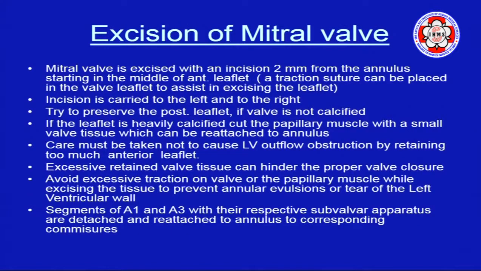For the mitral valve excision, 2 millimeters away from the annulus, start in the middle of the anterior leaflet. Sometimes the plegiet traction suture can also put a clamp on it. Incision is carried to the left and to the right. Try to preserve the posterior leaflet if the valve is not calcified. Even though I put a mechanical valve, I'll leave the posterior mitral leaflet if it is soft.